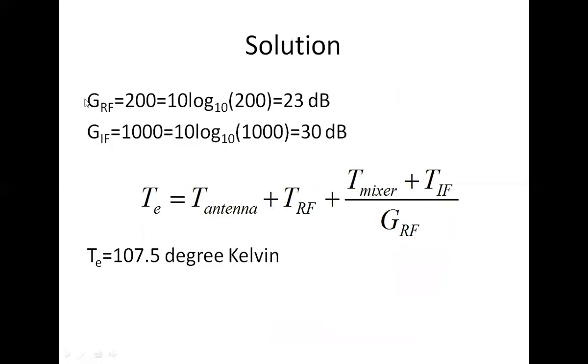So how do we proceed? GRF, GIF, they were given as ratios. So convert them to dB, 10 log to base 10, why 10? Because they are power gains. So the GRF and GIF values turn out to be 23 dB and 30 dB.